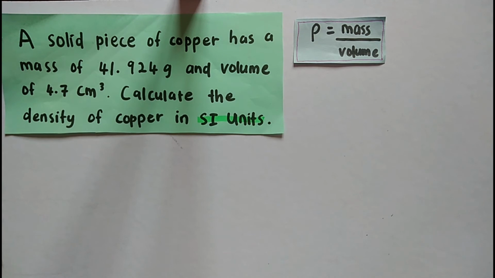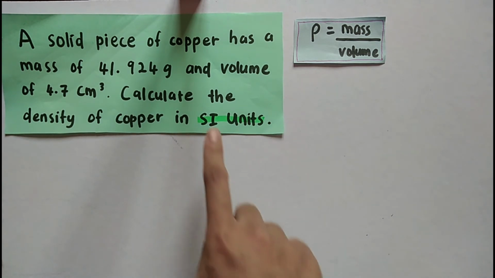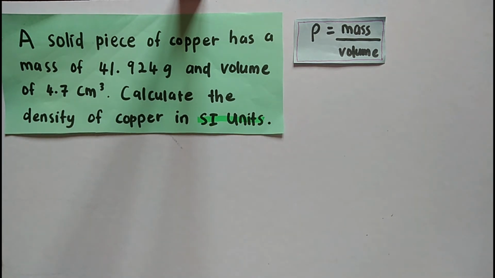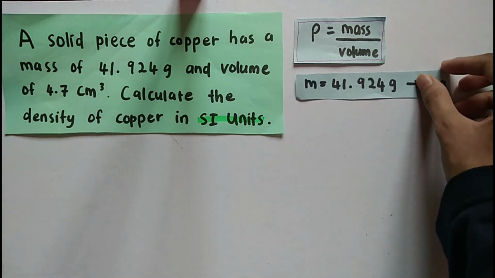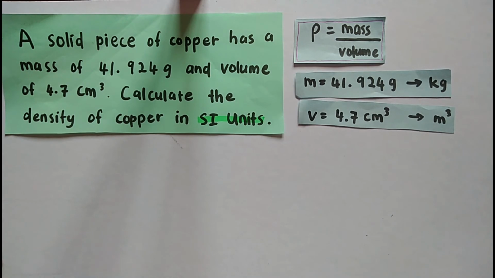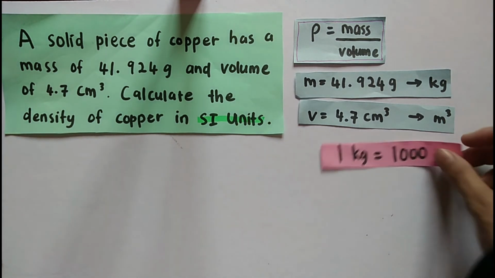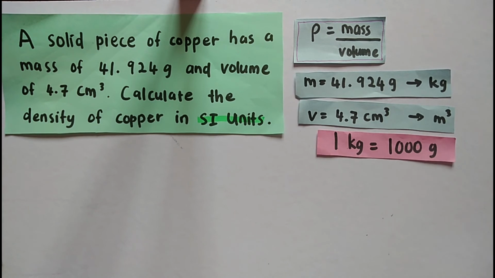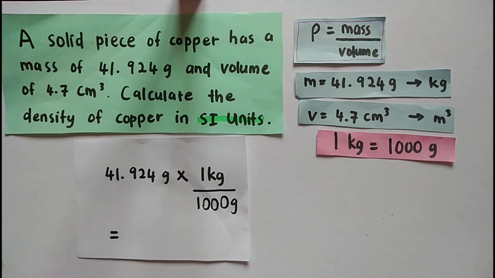But the question asks us to give the final answer in SI units, which is, SI unit for gram is kilogram and SI unit for centimeter cube is meter cube. How do we want to convert this unit? First, convert gram to kilogram. We know that 1 kilogram is equivalent to 1000 gram or 10 cube. We will use this technique to convert.